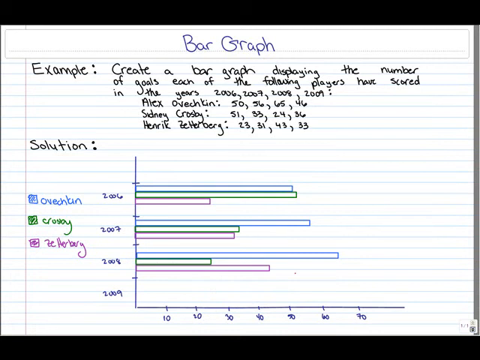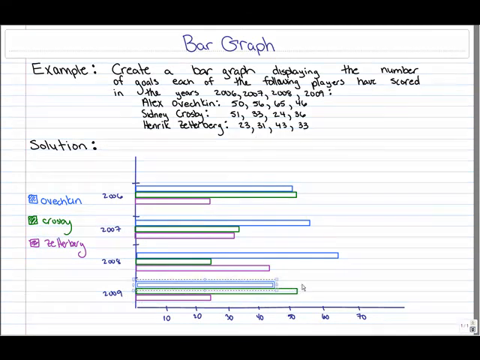Now in the year 2009, finally, Ovechkin scored 46, Crosby 36, and Zetterberg 33 goals. So we're going to create a very similar bar chart depicting those events there. Again, Ovechkin scored 46 goals that year, 2009. Crosby scored 36 goals that year in 2009, and Zetterberg scored 33 goals that year in 2009.